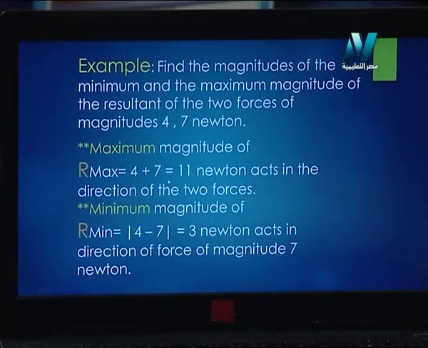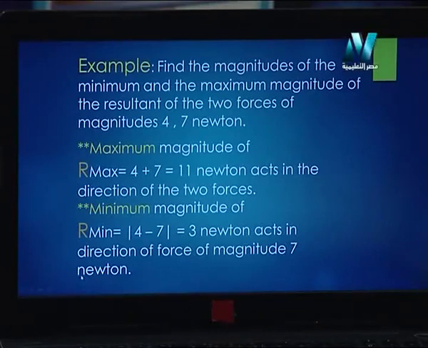So 4 plus 7 here equals 11 Newton. It acts in the same direction of the two forces, because the two forces here have the same direction. And the minimum magnitude of R will be the absolute value of 4 minus 7, or we can put 7 minus 4. The answer will be 3 Newton. It acts in the direction of the force of magnitude 7 Newton.